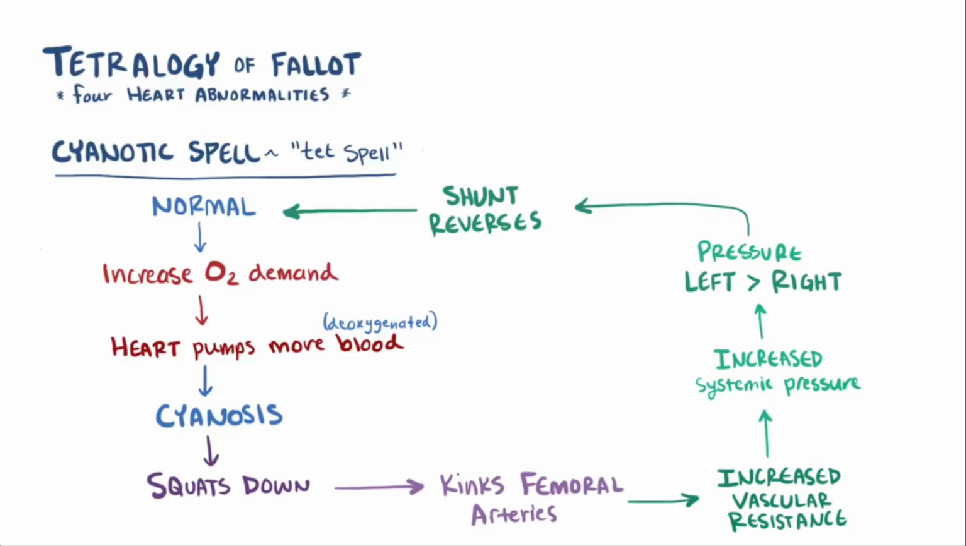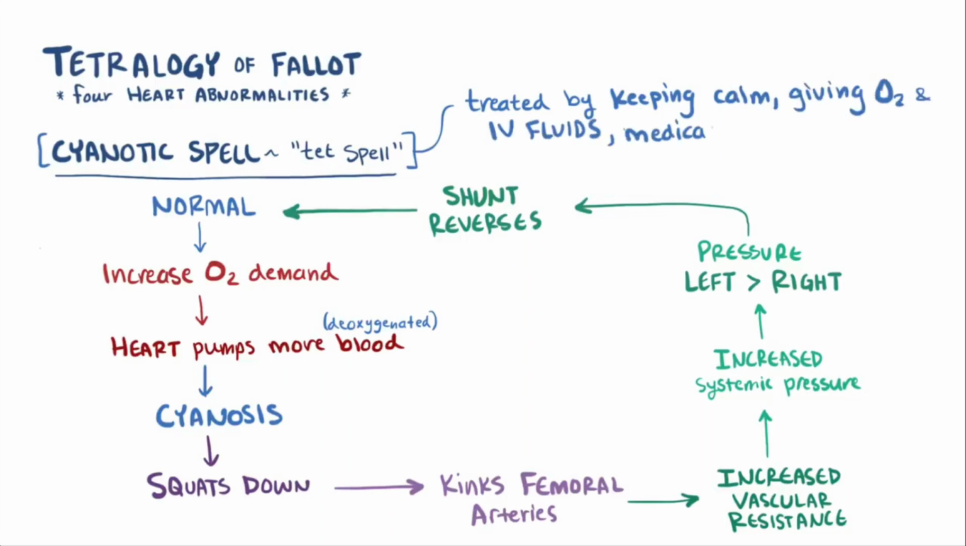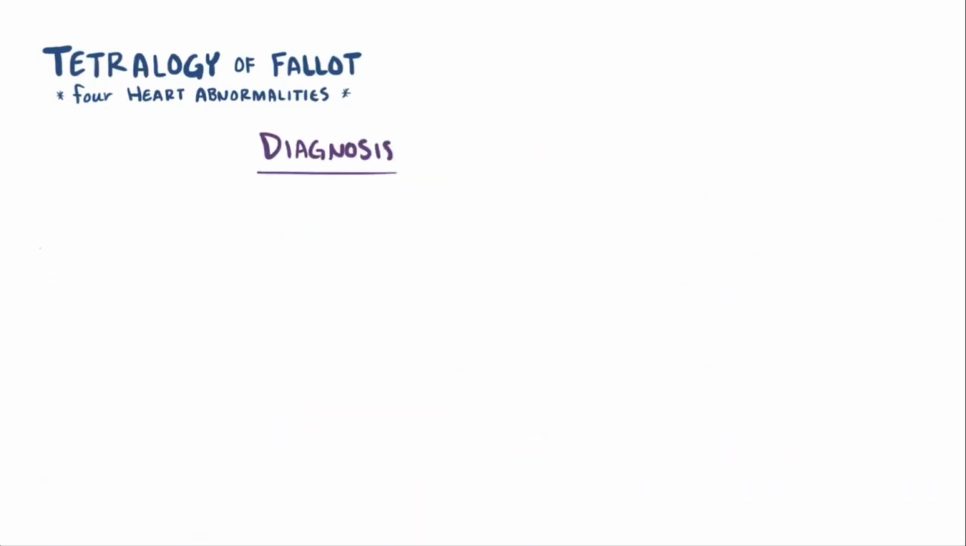When patients do have a serious hypercyanotic episode or TET spell, they can be treated by keeping them calm and giving them oxygen and IV fluids, along with medications that are ultimately aimed at improving pulmonary blood flow. A diagnosis of TOF is usually made with echocardiography, which can even be done prenatally.